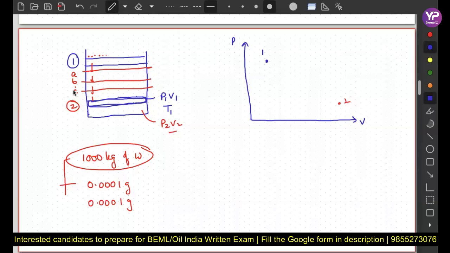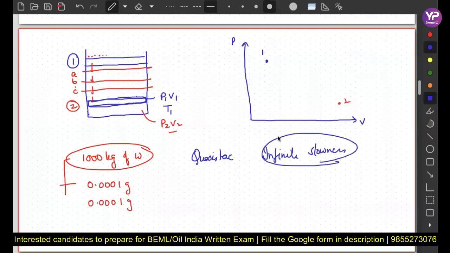Now what is the meaning of quasi-static process? Quasi-static process is a process which takes place in an infinite period of time here. So I can say infinite slowness is the characteristic of this quasi-static process. Now you can see number one is an equilibrium state, number two is an equilibrium state. When the piston is moving through A, B, and C, all of these are equilibrium states. So that simply means quasi-static process is a succession of equilibrium states here.